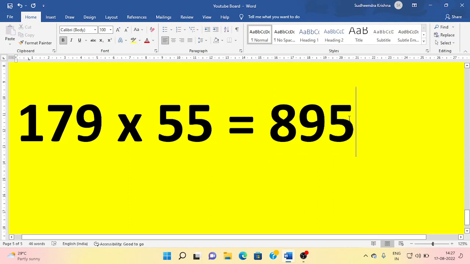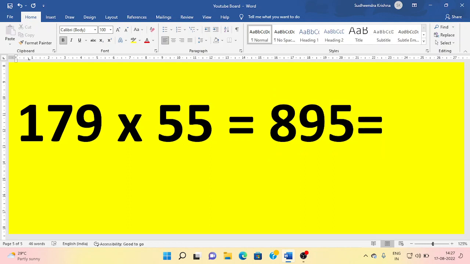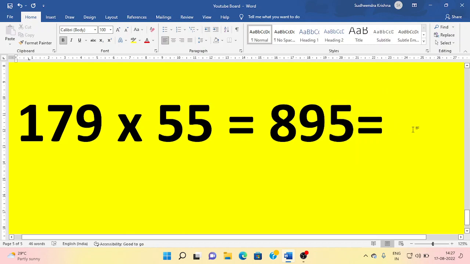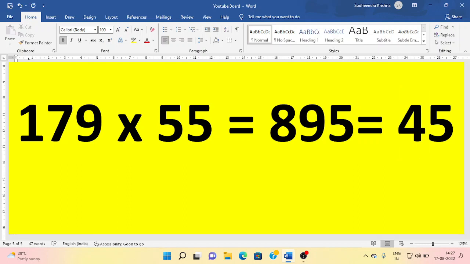Okay. Now in the second step, what you have to do is, put this 5 as it is. Now add 9 plus 5. 9 plus 5 is 14, but 14 is a 2-digit number. You cannot take a 2-digit number. So out of 14, I will take 4 and I will carry over 1 to the left number.